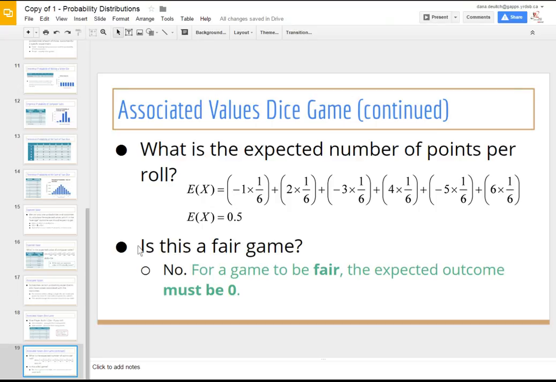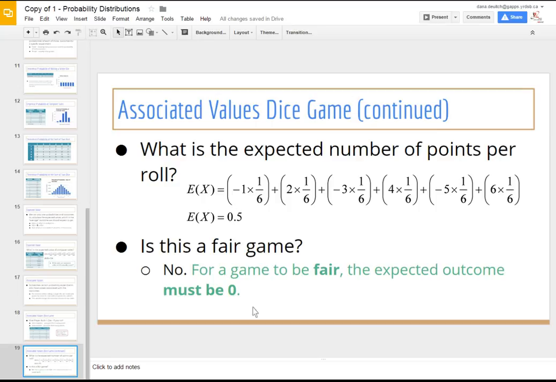Now, quite often you're going to see questions like this. Is this a fair game? No. For a game to be fair, the expected outcome must be 0. It doesn't matter if you're playing with yourself or you're playing with another person. In data management, we consider it fair if the expected outcome is 0. That is a key important thing to remember with these.